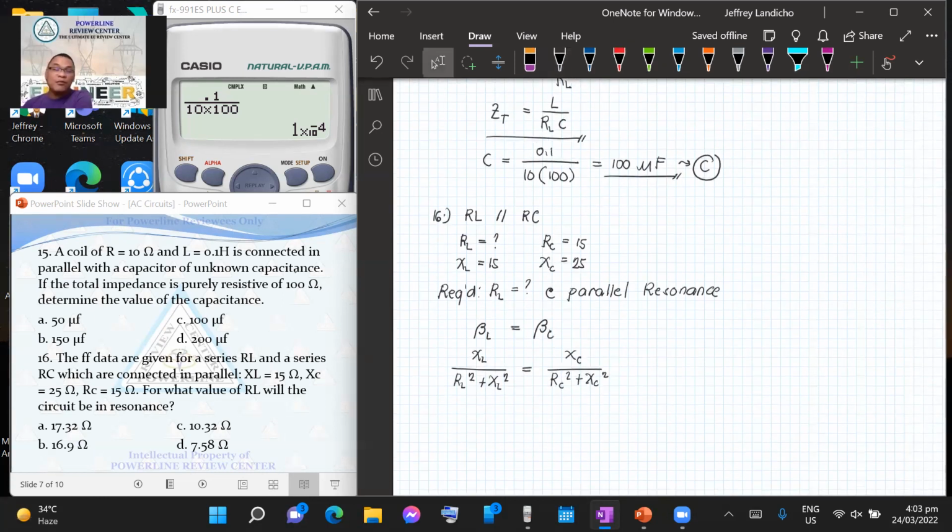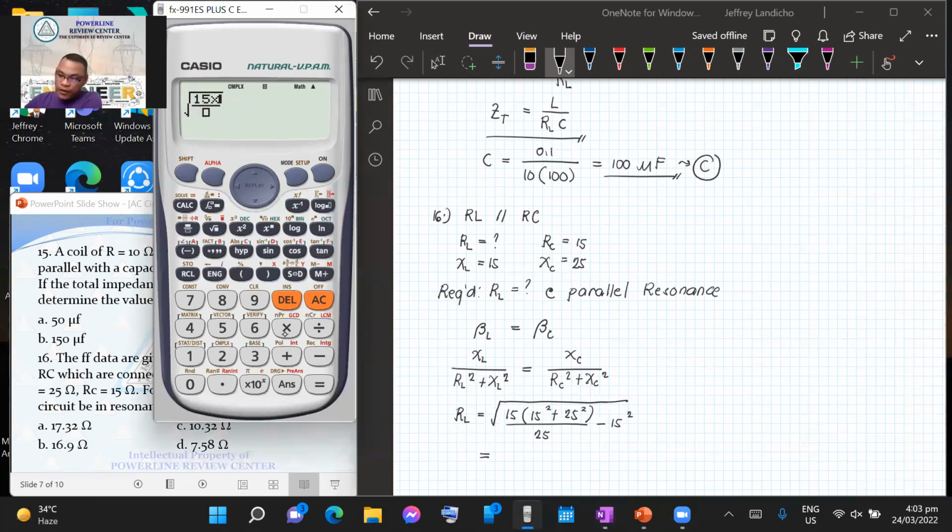So lahat ng data available, so this is just direct substitution. So pwede ko nang kunin, cross multiply, so the value of our RL, it should be equal to X sub L, that is 15 multiplied RC of 15 is squared plus 25 is squared divide by X sub C, which is 25. Sa dulo, minus natin ng 15 squared. So, meron na tayo RL.